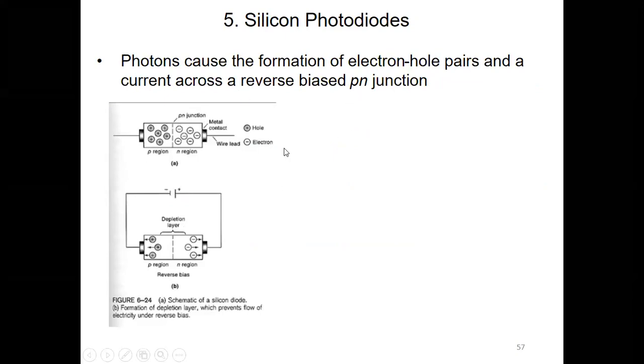Okay, let's see what this sentence means. Normally, this figure A is the schematic of a silicon diode. So this is a silicon diode. It has a P region and an N region, positively charged and negatively charged. So this one we call a PN junction. And when we give a reverse bias, it will form a depletion layer.